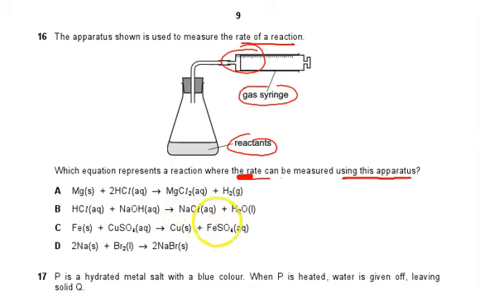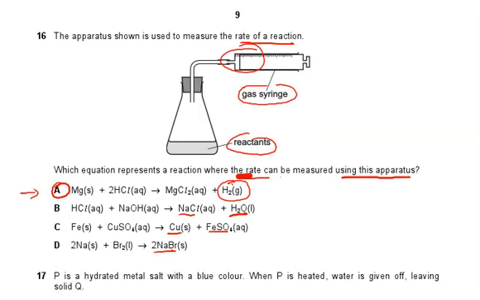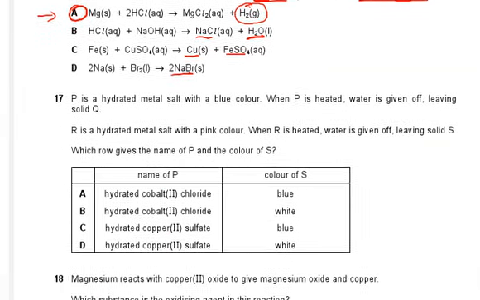As you can see here, only A has hydrogen and releases hydrogen gas, while the others, B, C and D, show no sign of a gas. So number 16 is A. Okay, now let us move to the next one, number 17.